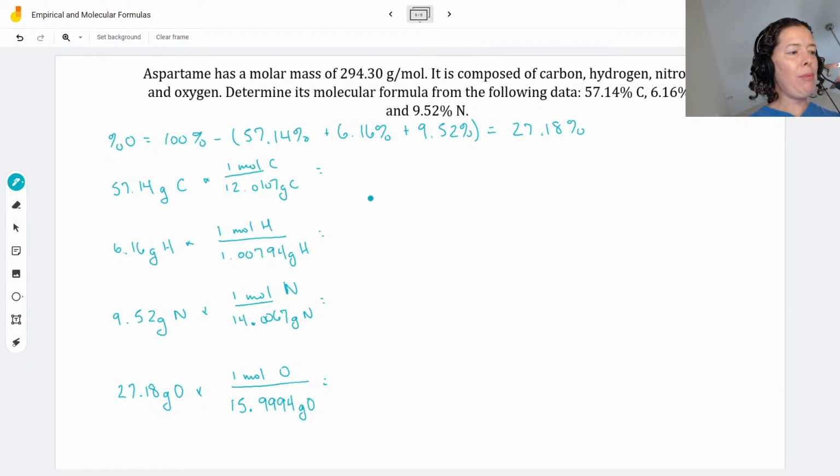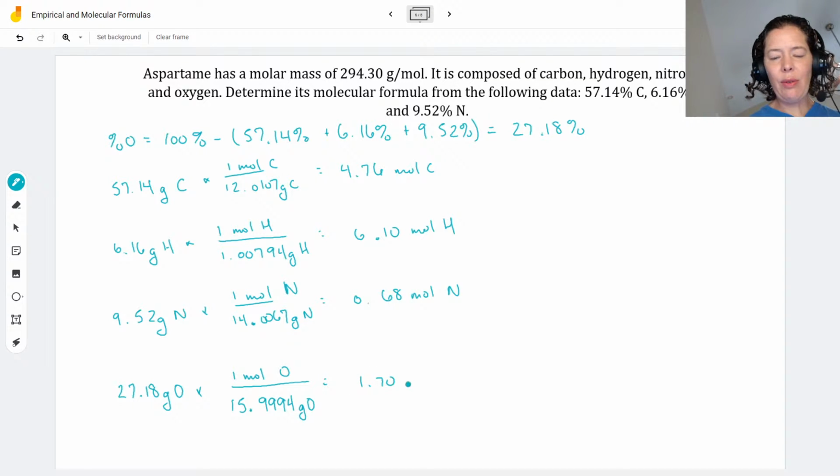So my moles of carbon are going to be 4.76. Hydrogen is going to be 6.10. Nitrogen is 0.68. And oxygen, we get 1.70.